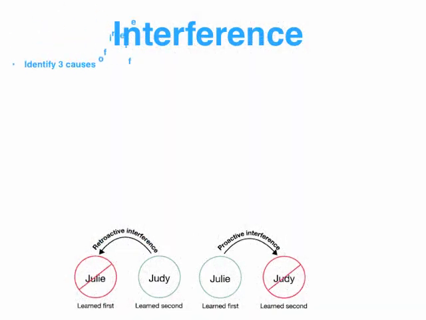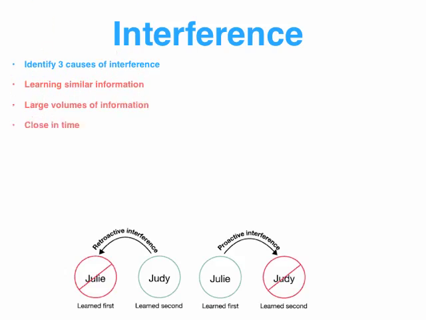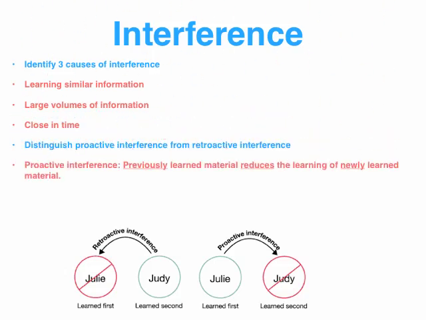Interference. First thing we need to be mindful of is the causes of interference. So when we learn similar information, e.g., let's say we have methods and further back to back, or maybe two sciences like your psych and your bio back to back, particularly when we learn big slabs of information close together in time, thus making it difficult for the hippocampus to consolidate that content. Difference between proactive and retroactive interference. Well, proactive, pro meaning forwards, is when the previously learnt material reduces the learning of the newly learned material, particularly like I said before when it's similar and we do it close in time.